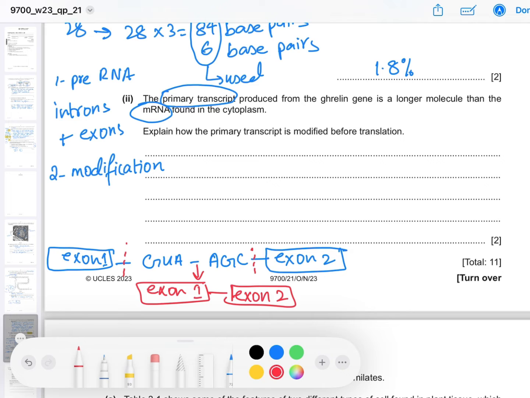Now this is why the primary transcript, this over here, which is produced from the gene, is much longer than the mRNA molecule. And this step is necessary so that it becomes easier for the smaller molecule to move out of the nucleus towards the cytoplasm, where the mRNA will be used for translation.